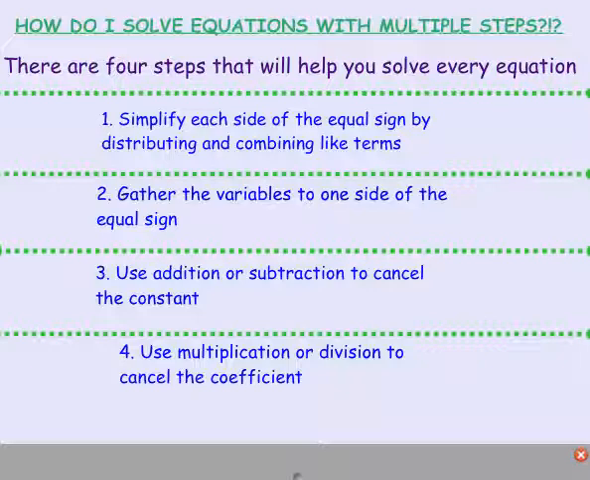Make sure you understand a coefficient is a number with a variable. So those two are together. So coefficient is actually a number, but it's paired with a variable, like 7x or 6x.